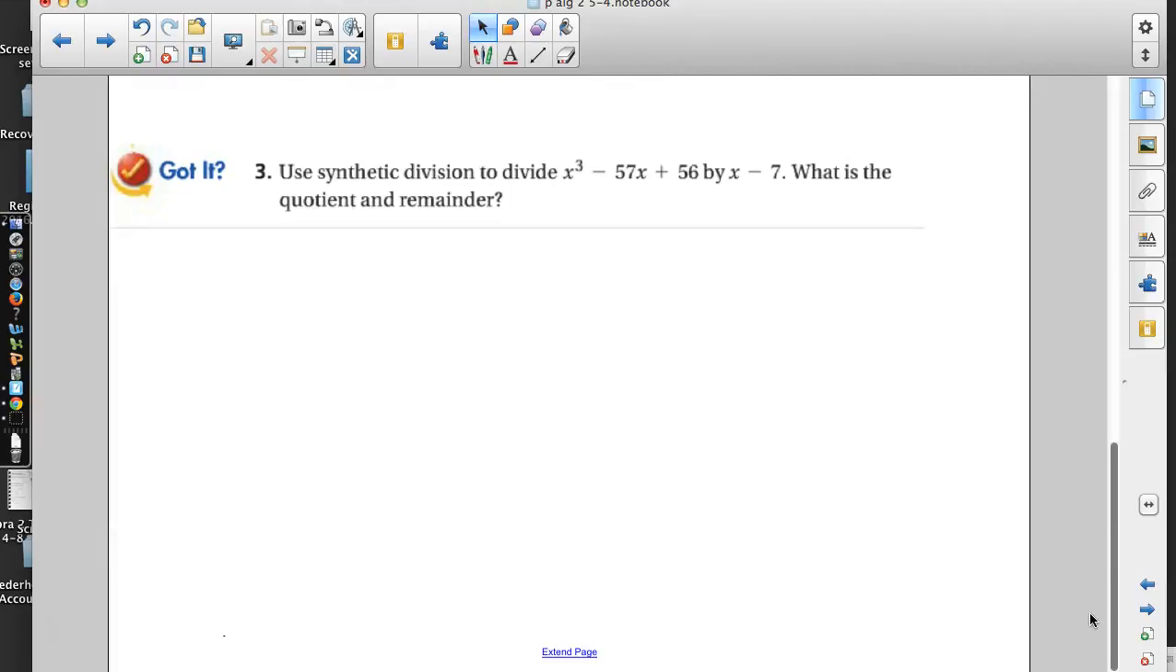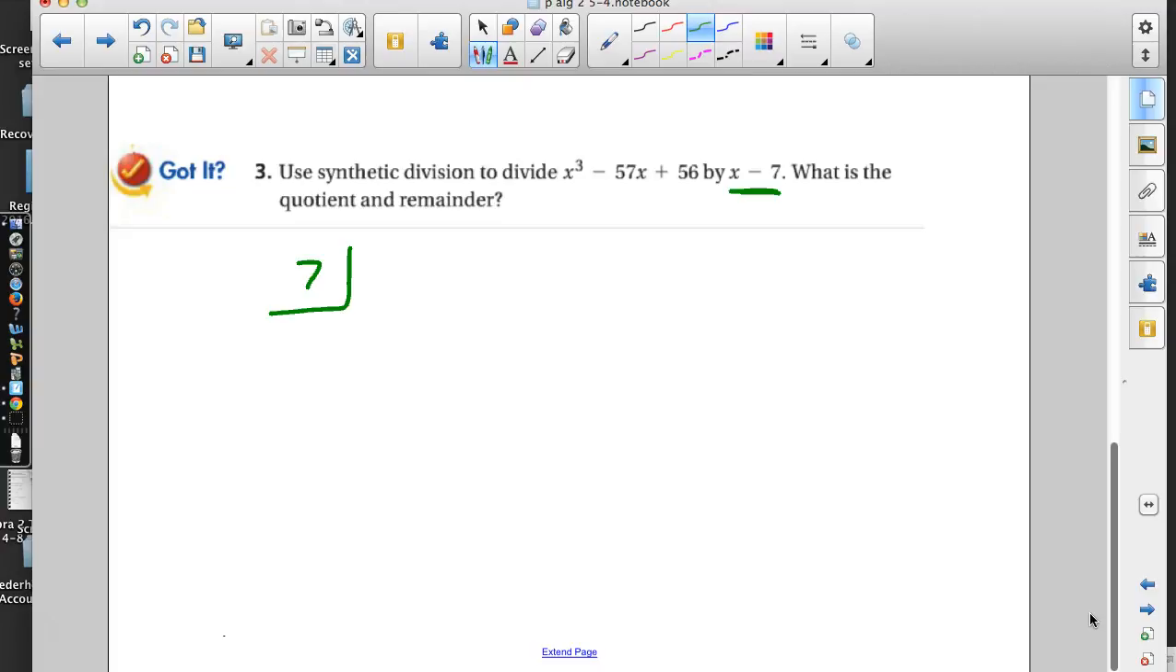Math magic. Alrighty, this one, we're going to use synthetic division to divide x cubed minus 57x plus 56. And I stop right there and I think, oh, something's missing. I can't do my magic if that x squared's not there. I'm going to have to put a 0 in that spot. But it is linear, x minus 7. So the 7, remember, it's just like thinking I need the 0. That's what we're going to do our division with.